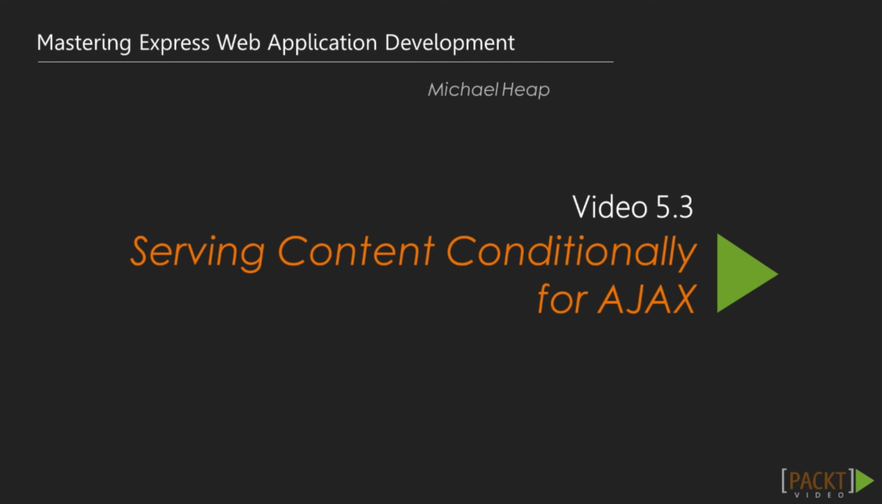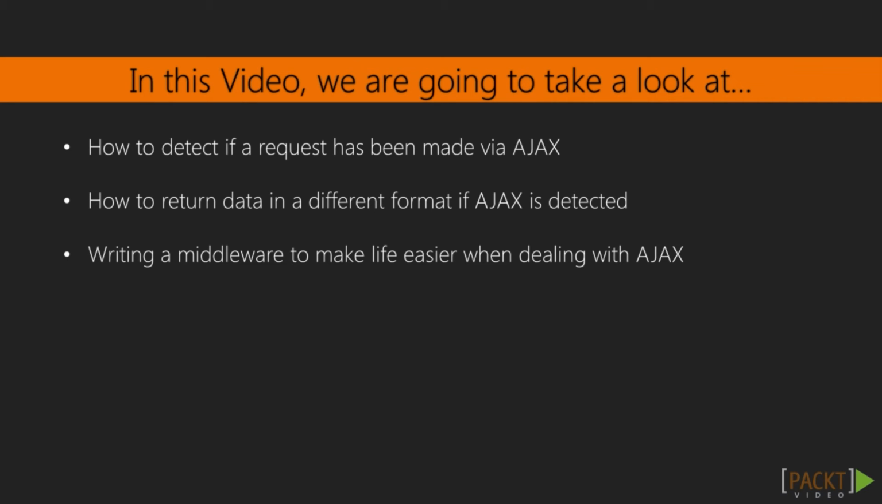We're halfway through section 5 now. We've learned all about middleware and mounting sub-applications. In this video, we'll be taking a look at serving content conditionally, depending on if the incoming request has a flag set to say it's an AJAX request. We're going to take a look at how to detect if a request has been made via AJAX, how to return data in a different format if it is an AJAX request, and how to write a middleware that'll make life easier when we're dealing with an AJAX request.